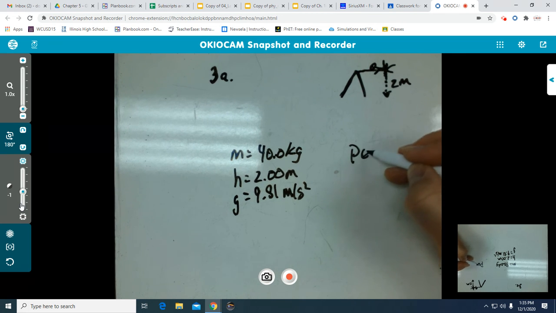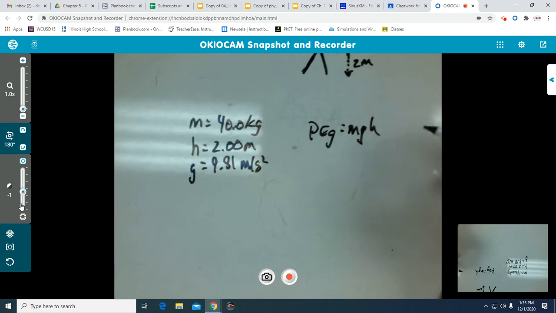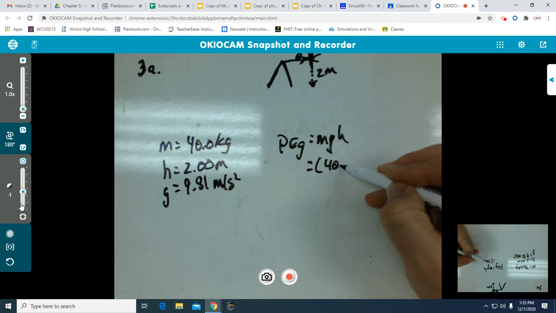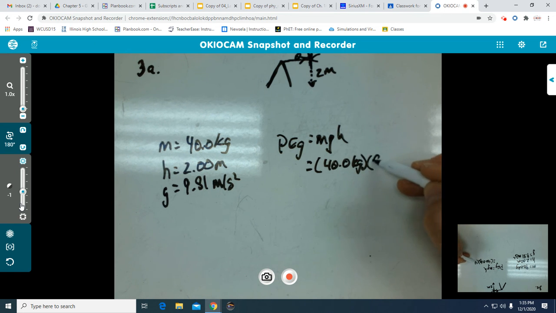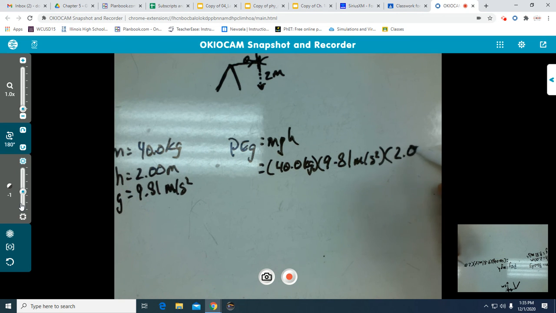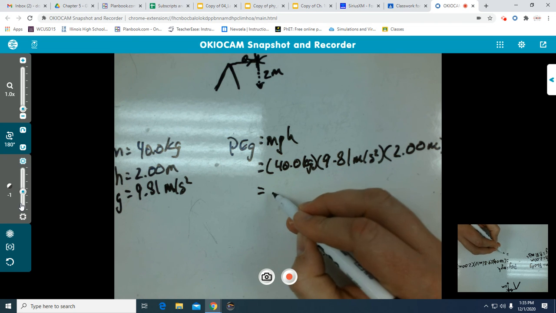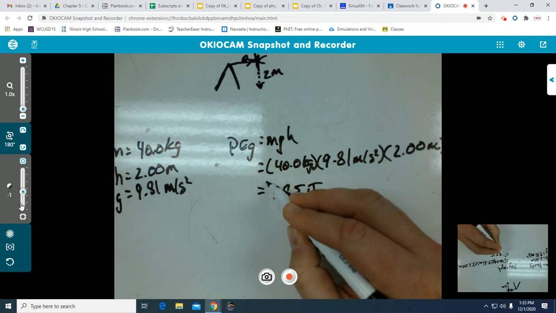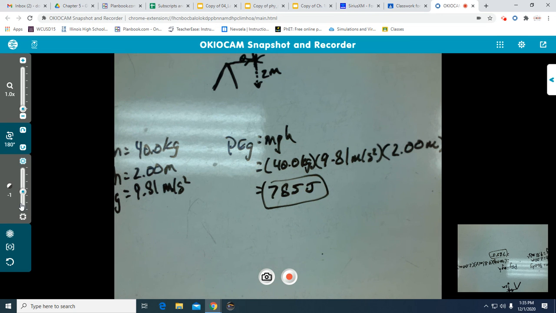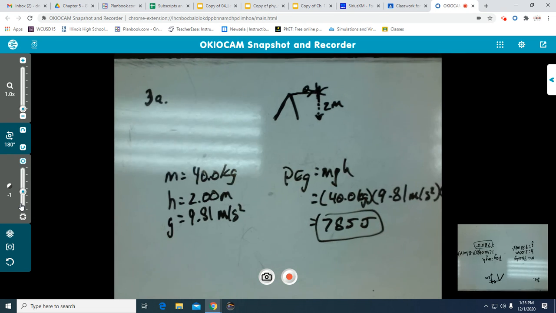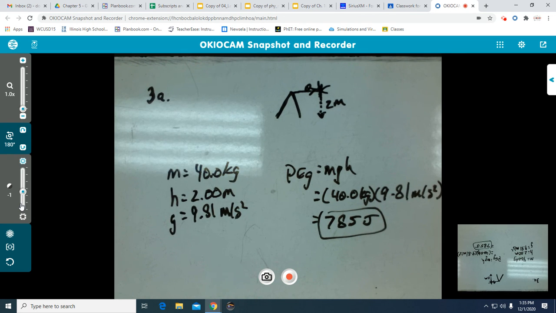So, to solve for gravitational potential energy, mgh, our mass of 40.0 kilograms times 9.81 meters per second squared times 2.00 meters. We plug that into our calculator and we get 785 joules. So, you're going to see problems like that in your homework.